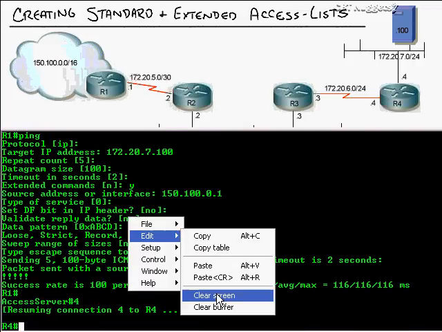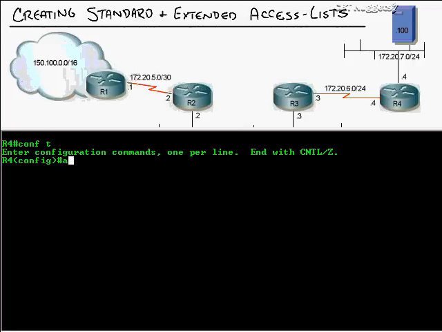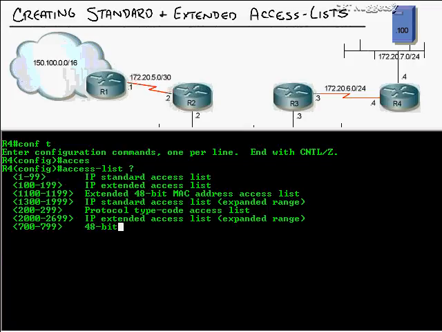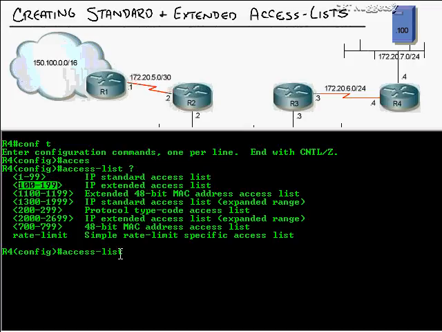Let me clear all this gibberish off the screen so we can start. I'm going to get into global configuration mode, and I'm going to type in access list followed by a question mark. Now, here are the two ranges we'll be interested in at this point: standard access list and extended access list. If I type a number from 1 to 99 here, I'll be creating a standard. 100 through 199, I'll be creating an extended. It doesn't matter what number you pick as long as it's in that range and not in use. So I'll pick one flat in the middle, number 50.